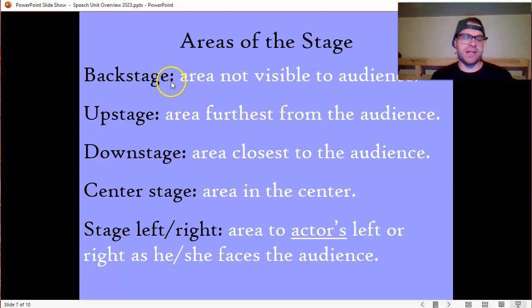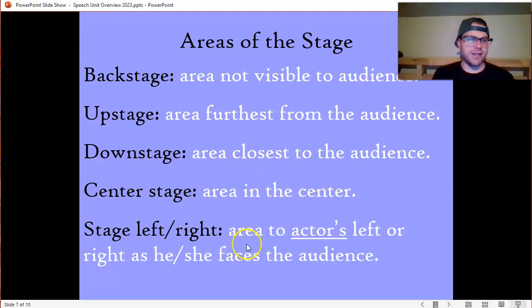The way that areas of the stage get labeled is in relation to the actors. So backstage, that's the easiest one. That's just the area that the audience cannot see. Oftentimes backstage is where, on a stage play, props are hidden. It's where other characters are hiding when they're not in a specific scene, and so on. Upstage is the area furthest from the audience. So again, upstage is as far away as possible from the audience itself. Downstage is closer to the audience. Center stage is also easy, the area in the center.